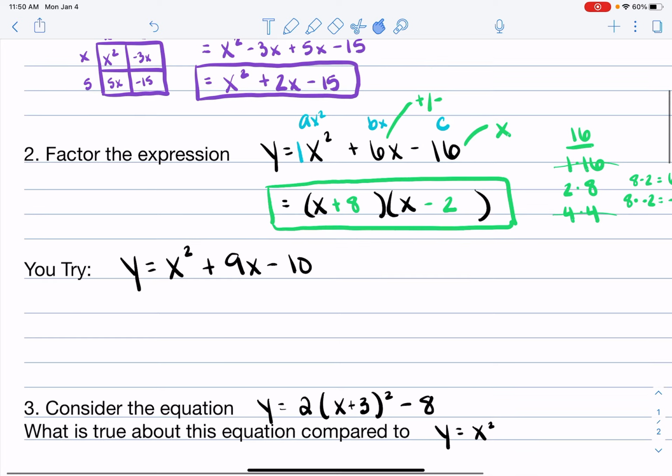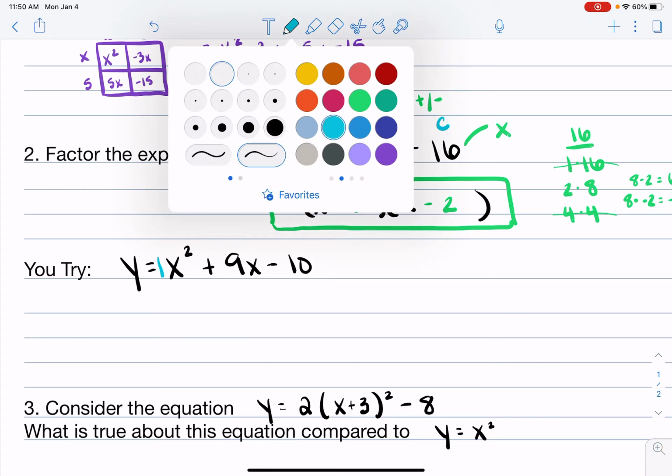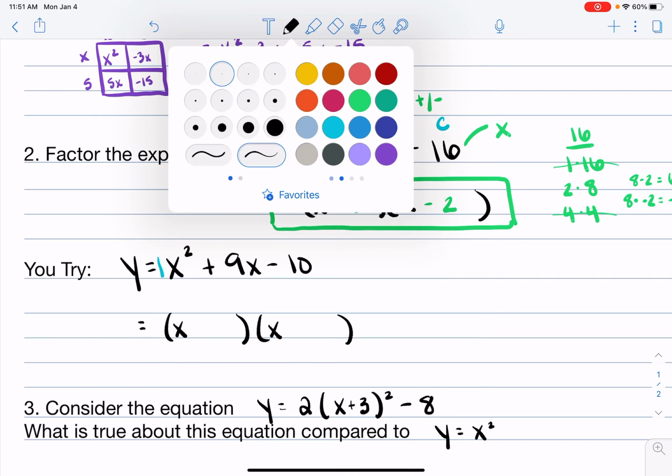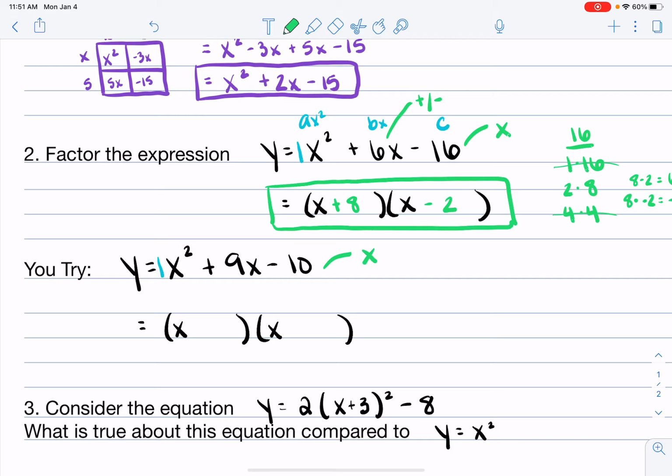Okay, so go ahead and do the you try. We've got y equals x squared plus 9x minus 10. Go ahead and start with seeing, well, what is a? So start there, and let's see what you get. Okay, so you should see that a is equal to 1. So that means we can go ahead and make our parentheses here and split up the x squared. Awesome. So now you needed to think, well, what multiplies to be negative 10, but adds or subtracts to be 9?